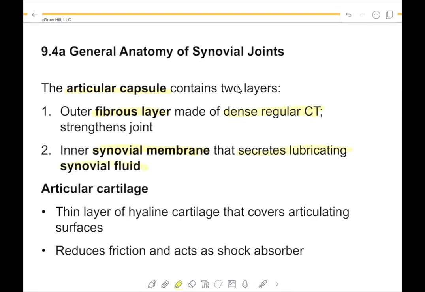The next structure is articular cartilage, which is, remember, a type of hyaline cartilage that's covering the articulating surfaces. This is very important because it reduces friction. It also acts as a shock absorber.